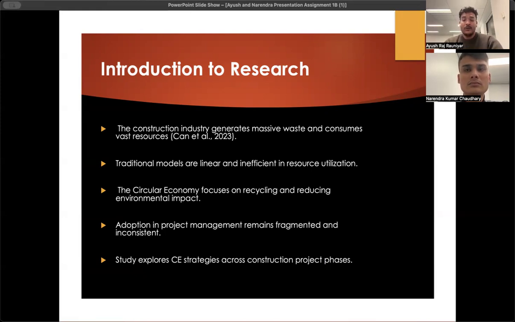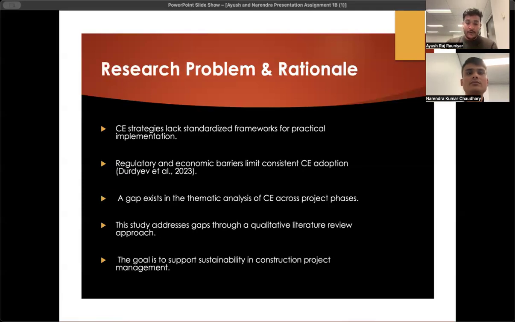The circular economy, or CE, is a smarter way to work. It focuses on reusing, recycling, and reducing waste. Even though circular economy is known to be helpful, many construction projects don't apply it fully or consistently. So our research explores how circular economy is used at different phases of a construction project and how it can be improved.